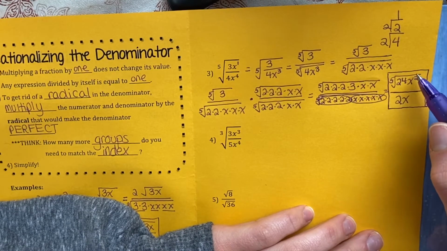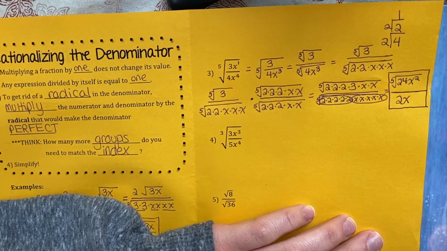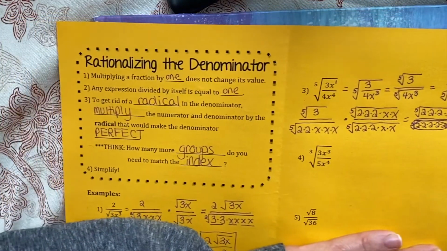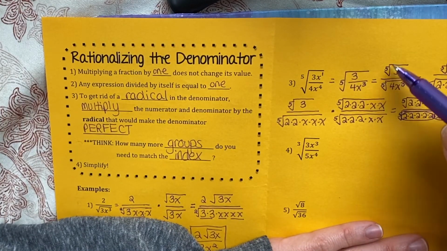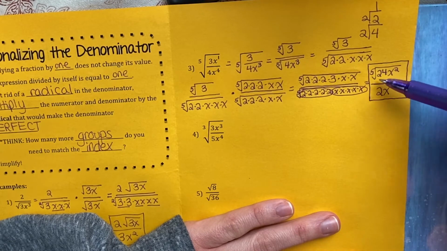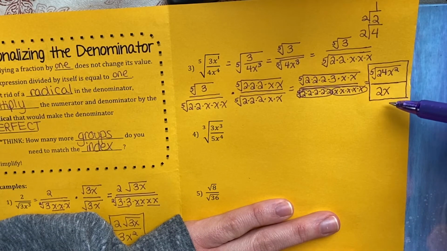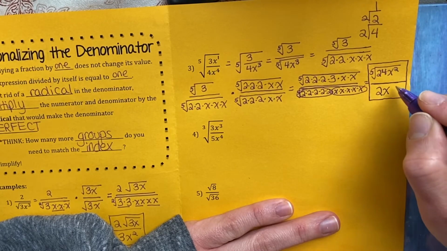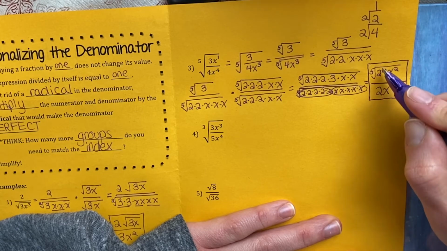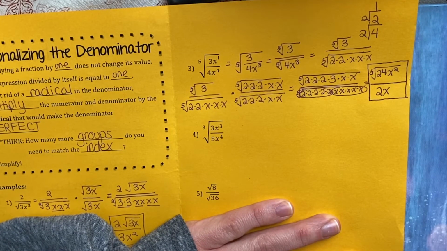Some people will try and go a step further and divide this, but you cannot. Please do not divide these. Remember, in order to divide, you have to have the same index. But if you only have a radical in one spot and not the other, you can't simplify those. If this was under a radical with an index of 5, you could, but it's not. So you can't simplify that. Okay, so that is your final answer.